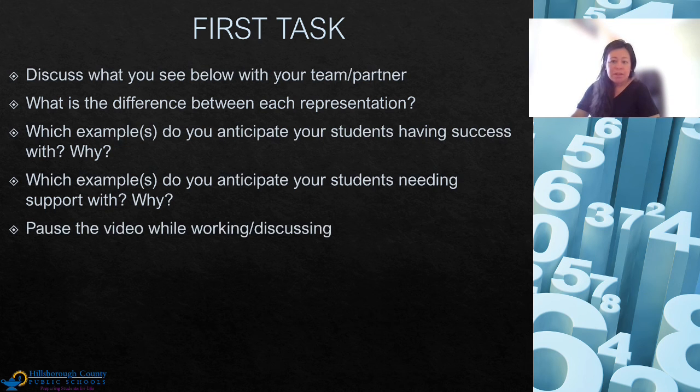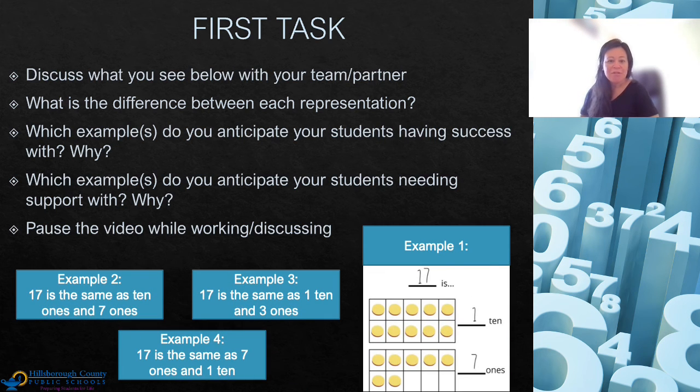After the examples come up, you're going to go ahead and pause the video and take a look at the examples, think about the 3 questions above, and then unpause when you're ready to move on. Here are the 4 examples.